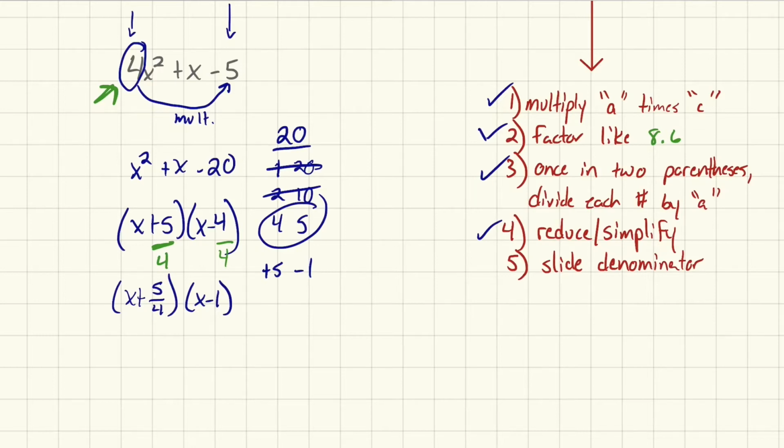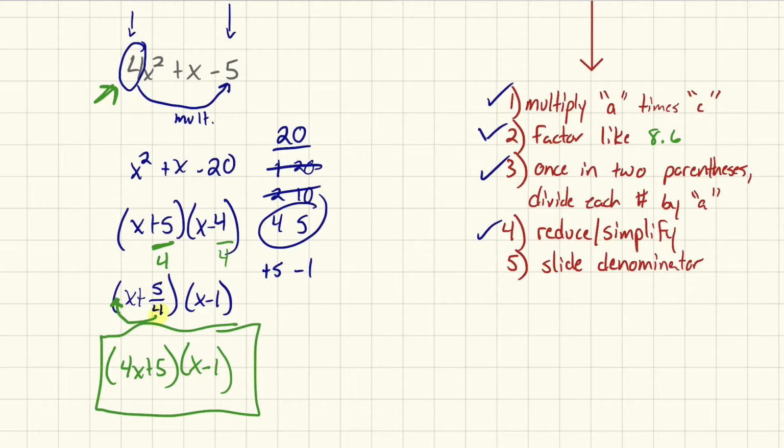And now the last step is to slide the denominator. The reason we have to slide the denominator is because we're not allowed to have fractions anytime we factor. So all we're going to do at the very end here is take that 4 and slide it right in front of that x inside the parenthesis. So my first parenthesis becomes 4x plus 5, and my second parenthesis stays the same. And now I've used the AC method.